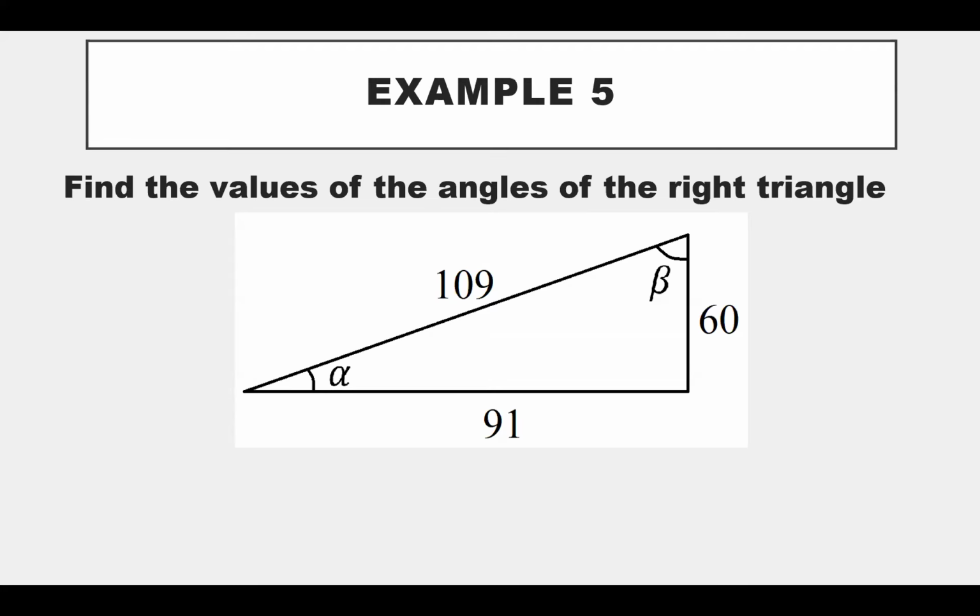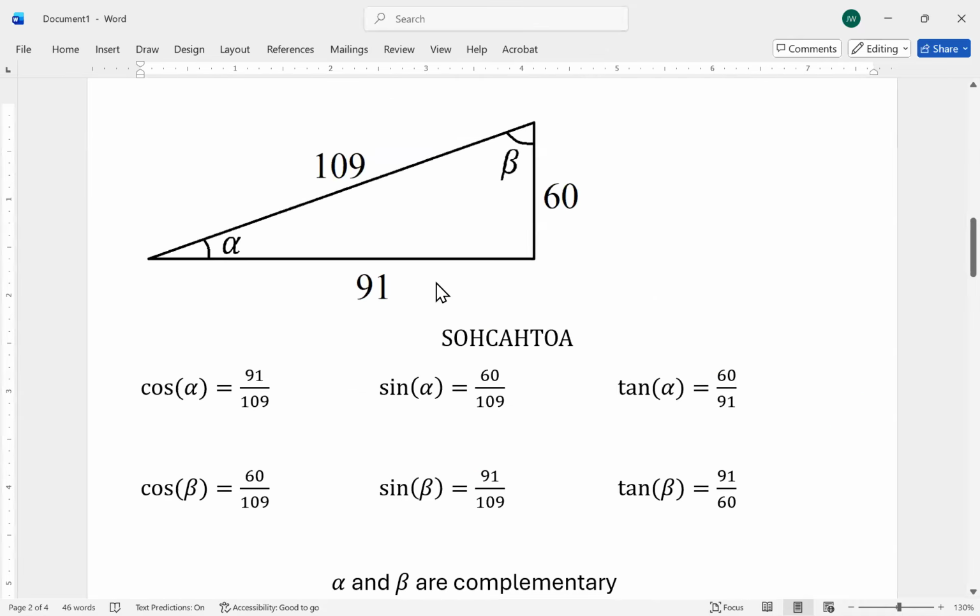We've already dealt with a right triangle whose legs are 60, 91, and whose hypotenuse is 109. Our goal is to find the measure of angle alpha and the measure of angle beta. Let's use the work that we've done before to find that. So we already know that cosine of alpha is 91 over 109. 91 is the adjacent side over 109, which is the hypotenuse.